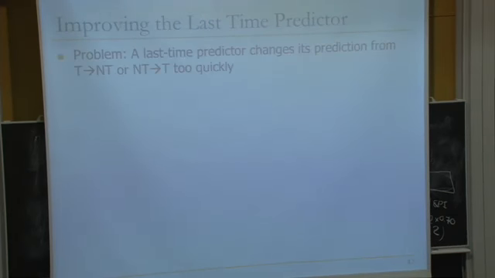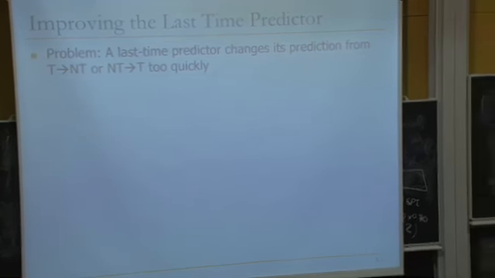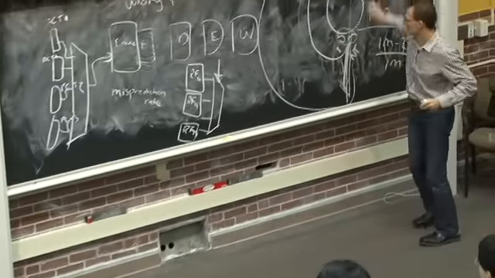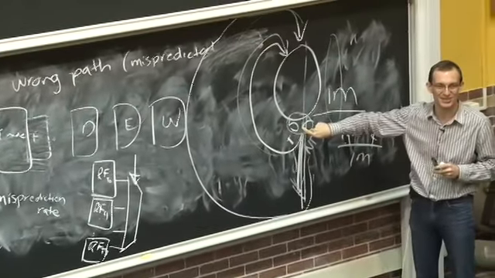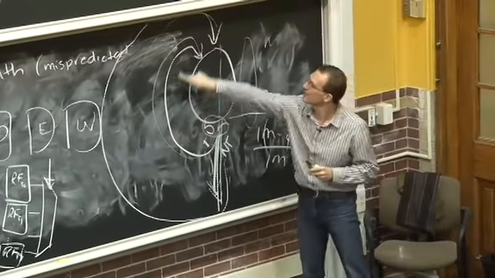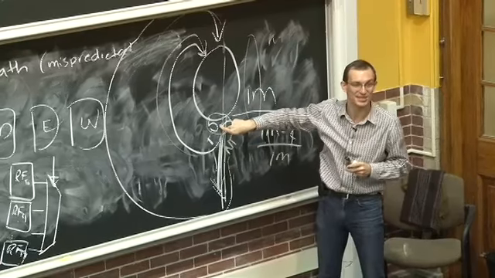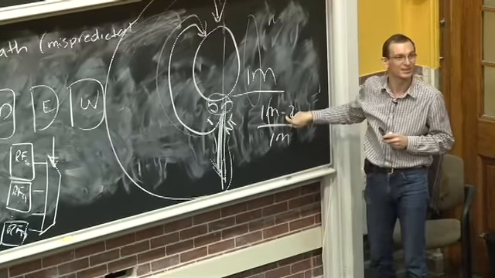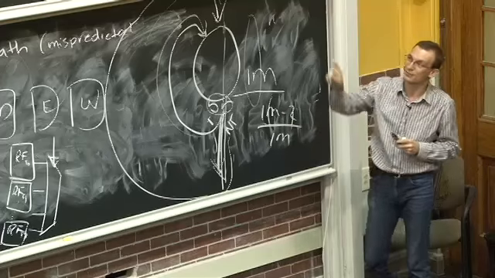Well, what was the problem with the last time predictor? It changes its prediction from taken to not taken or not taken to taken very quickly, right? With 1 incorrect prediction, you change your mind. And that's why we mispredicted the loop twice. If we didn't change our minds quickly here, the next time we come to the loop, we would predict the branch as taken. So we would get one less misprediction, right? So that's what we're going to try to do.